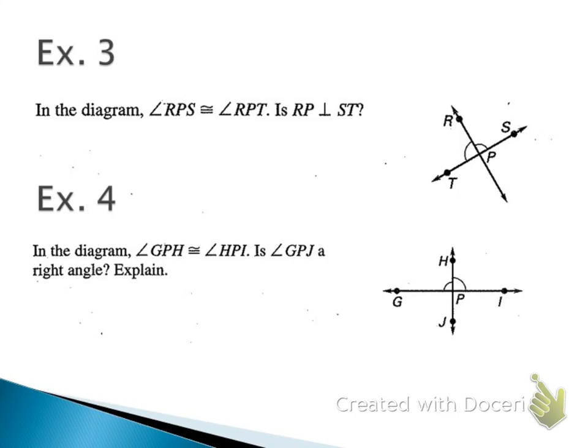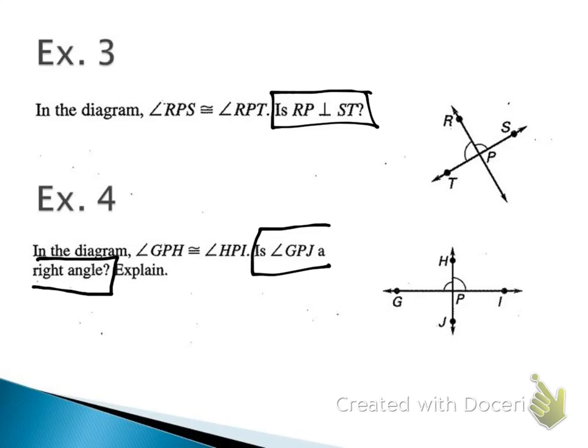Alright, here is example 3 and example 4. I don't want you to write down the entire statement. A lot of it you can just put by drawing the diagram. I do want you to write this, though, as the question for example 3, and this part right here as the question for example 4, and then draw the diagrams. Make sure you label these as being congruent and these as being congruent. I'll give you a couple minutes.